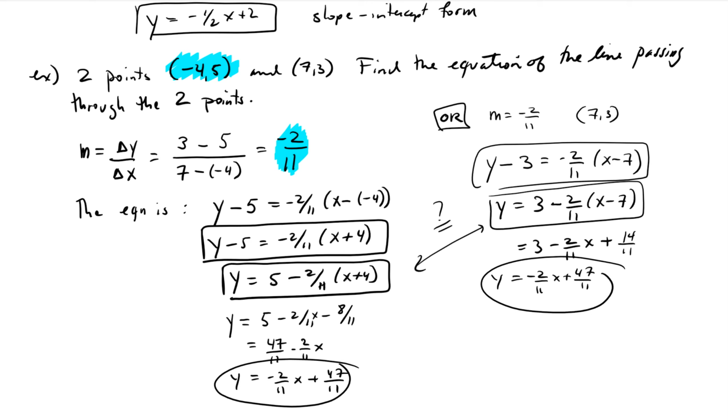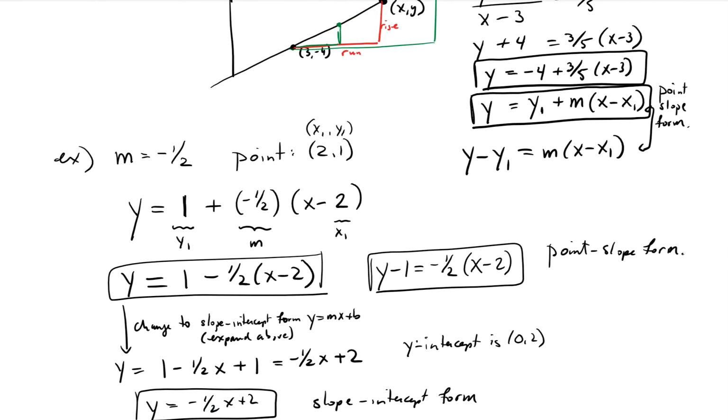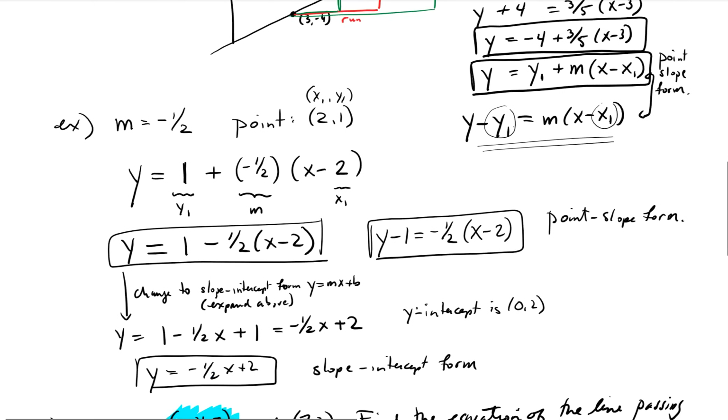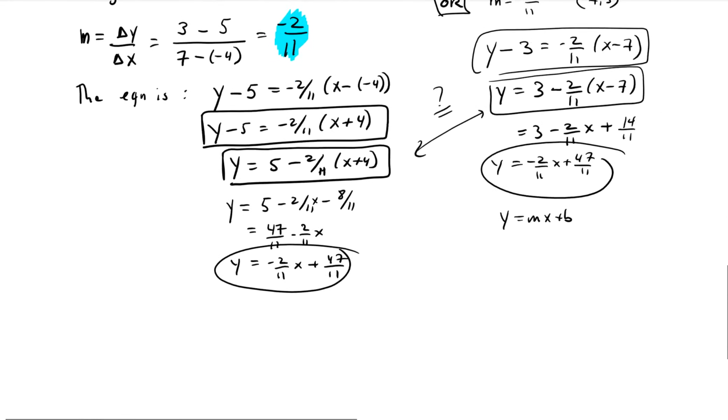After expanding, the form mx plus b is unique. The point-slope form is not unique, at least the way it initially looks, because you can choose any value you want for x1 and y1. Of course, once you expand it, you realize no matter which point you take, it's the same equation.